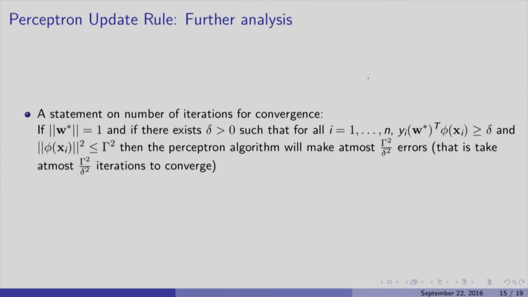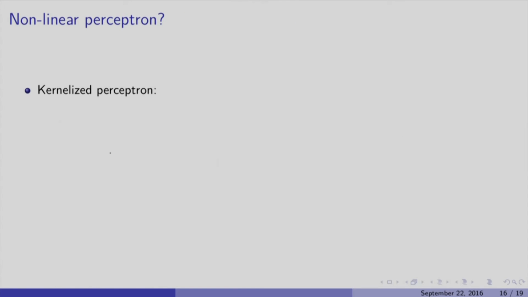We can further prove that the number of iterations for convergence cannot exceed gamma square by delta square, where delta is the smallest unsigned distance of a point to the separating surface, and gamma square, as before, is the radius of the bounding sphere. Can we come up with a non-linear version of the perceptron we just discussed?